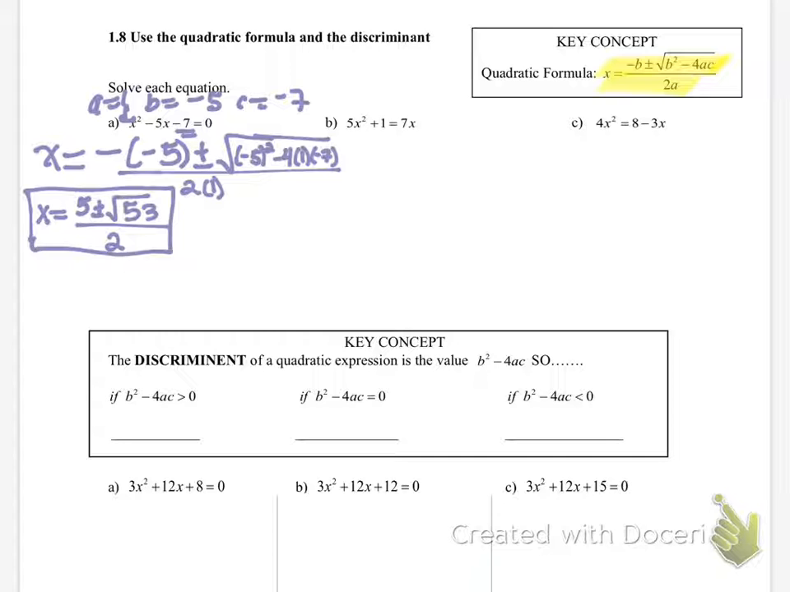Okay, let's look at this one. In the next example, it's not in order yet, right? I have to move the 7x to the other side, so I'm going to rewrite it. Once I move 7x over, it'll be 5x squared minus 7x plus 1 equals 0. So it always has to be equal to 0. So now this is your A, your B, your C, right?